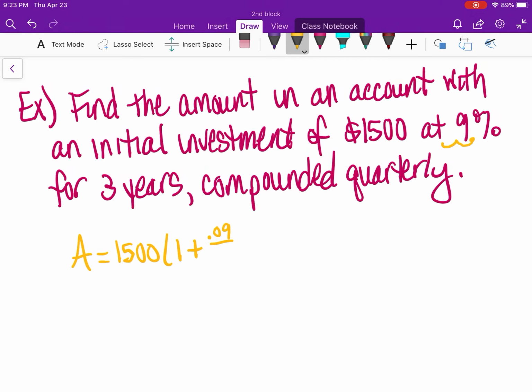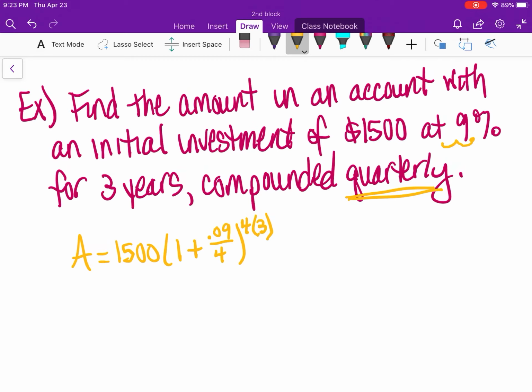And then I divide by N. N is the number of compounds. Well, if it's compounded quarterly, what do you think quarter means? Just like money, there are 4 quarters in a dollar. There are 4 quarters in a year. And that's to the N times T. And our T is 3 because of 3 years.